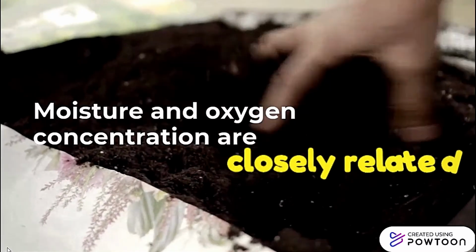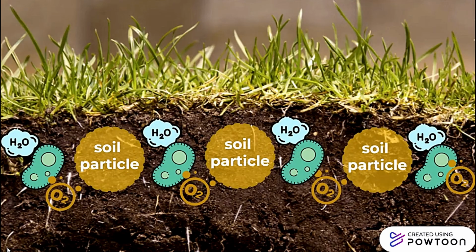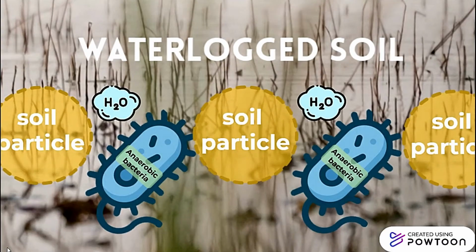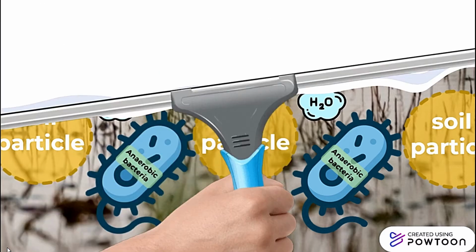Moisture and oxygen concentration are closely related. Between soil particles, aerobic microorganisms can grow vigorously due to the presence of water and oxygen. Meanwhile, in waterlogged soil, anaerobic bacteria can thrive without the presence of oxygen.